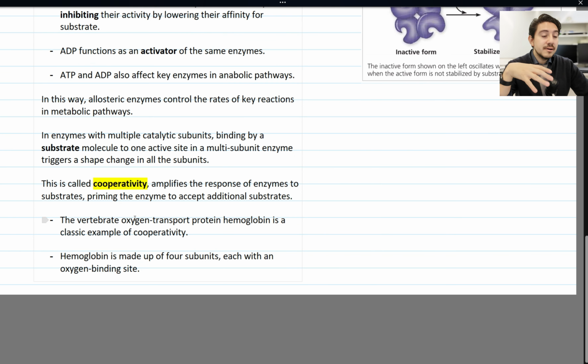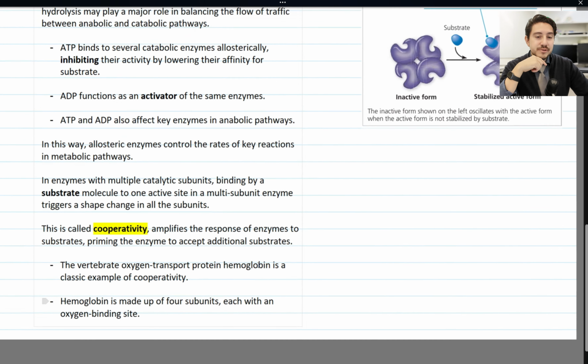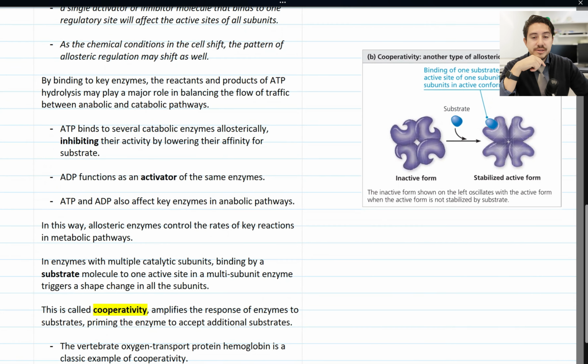The vertebrate oxygen transport protein hemoglobin would be an example of cooperativity. Hemoglobin is made up of 4 subunits, each with oxygen binding sites. So this would be an example of cooperativity.